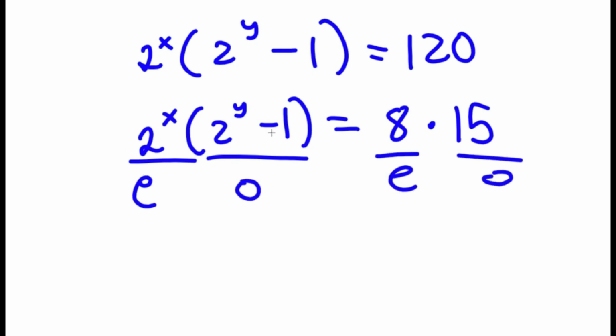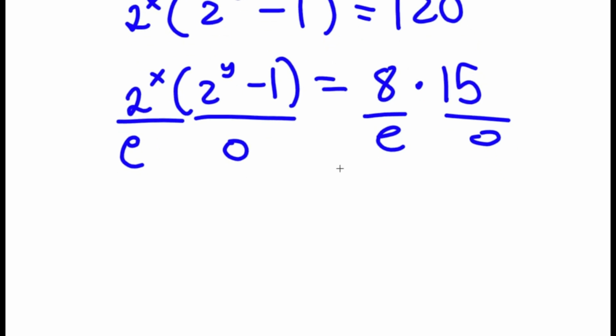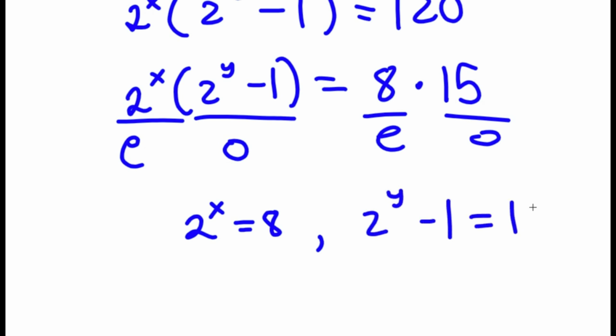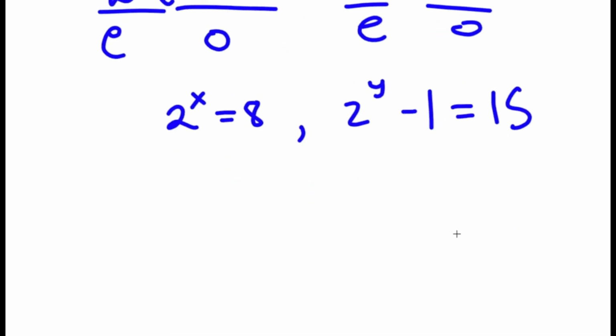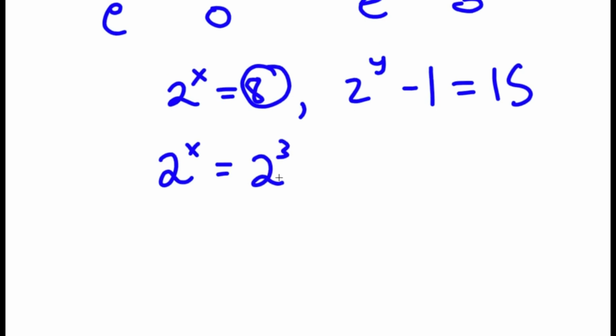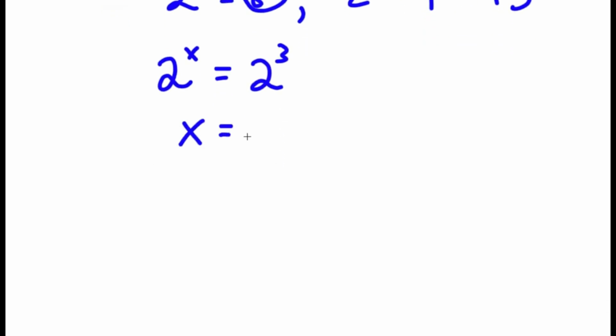So I have an even number times an odd number is equal to an even number times an odd number. So this means that both the even numbers are equal to each other. So 2 to the power of x is equal to 8. And both the odd numbers are equal to each other. So 2 to the power of y minus 1 is equal to 15. So let's first start by solving 2 to the power of x equals 8. So 8 is the same thing as 2 to the power of 3. So now I have 2 to the power of x is equal to 2 to the power of 3. And this means that x is equal to 3.